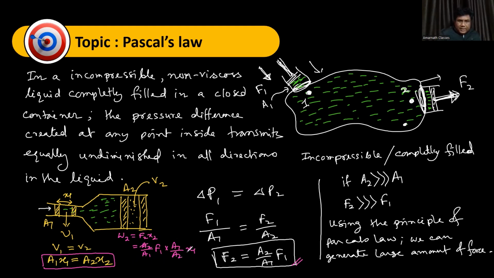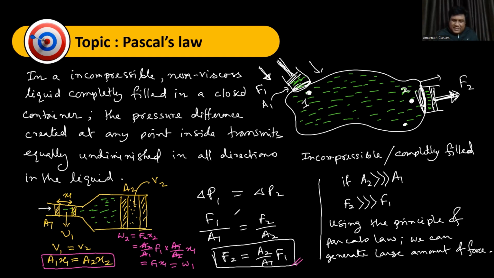Now you can see A2 gets cancelled and A1 gets cancelled, so it is nothing but F1 into X1. Force into displacement, F1 into X1, is the work done in the first piston. So the work done in the second piston is equal to the work done in the first piston. It means no one is doing extra work. The work done by me is just converted to work done on the other piston.